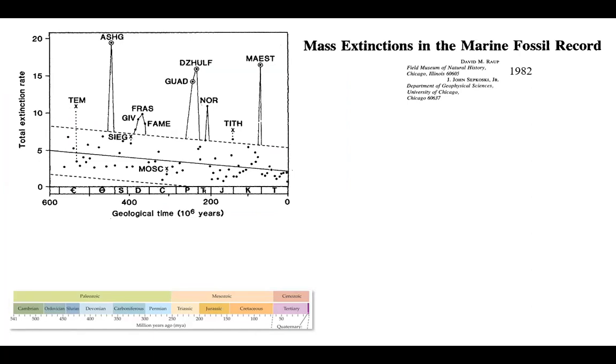Paleontologists hated the idea of colossal, terrible mass extinctions at this time. They rejected it. They said everything happens like it does today. Gradual: wax on, wax off, diversity increase, diversity decrease. They didn't like these catastrophic ideas.